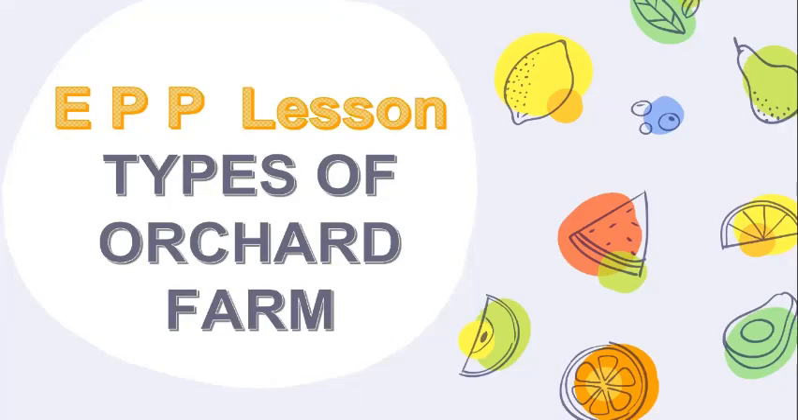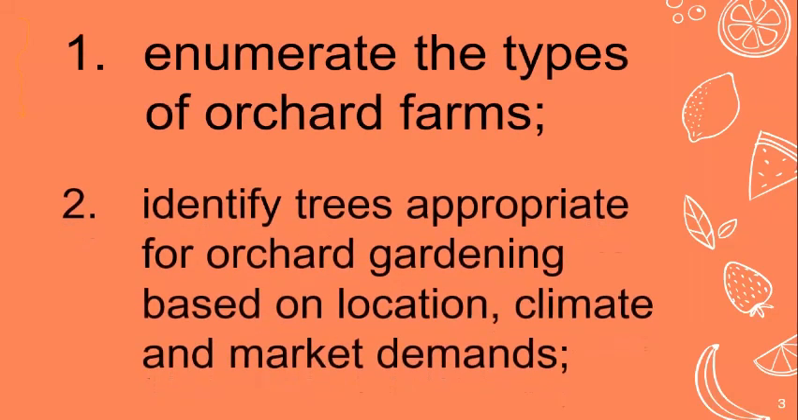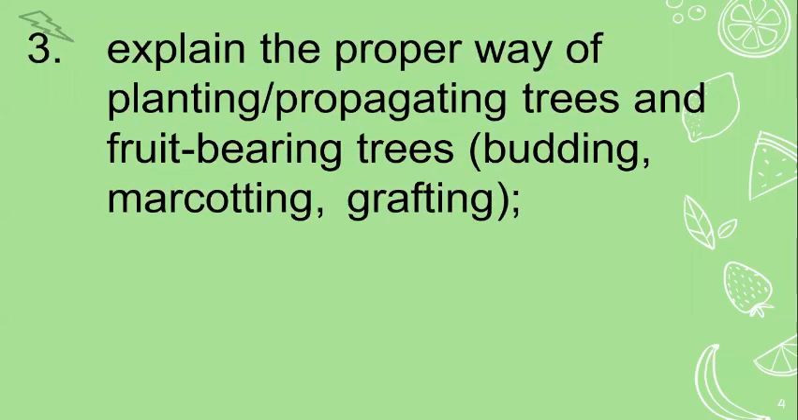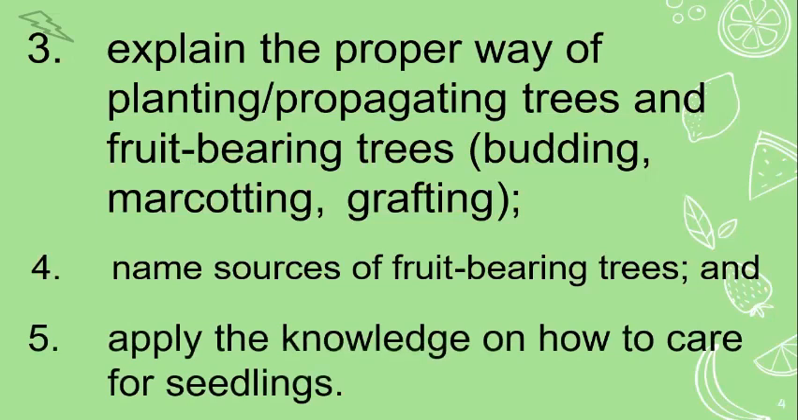After going through this lesson, you are expected to enumerate the types of orchard farms, identify trees appropriate for orchard gardening based on location, climate, and market demands. Explain the proper way of planting, propagating trees, and fruit bearing trees, budding, marketing, and grafting. And you can name sources of fruit bearing trees and apply the knowledge on how to care for seedlings.